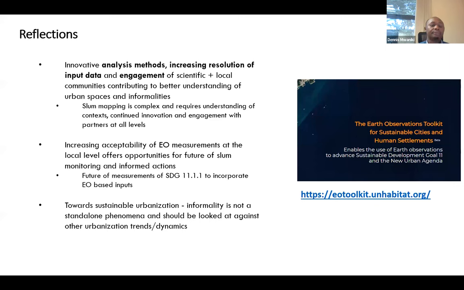We are very happy that with the continued activities of research institutions and the scientific community, including the University of Twente, there's a lot of activity happening in this domain of slum mapping. And this actually feeds directly to our aspiration to use more earth observation-based measurements to be able to produce not just information on slums and informal settlements, but also to be able to show where these settlements are and link this to specific actions.